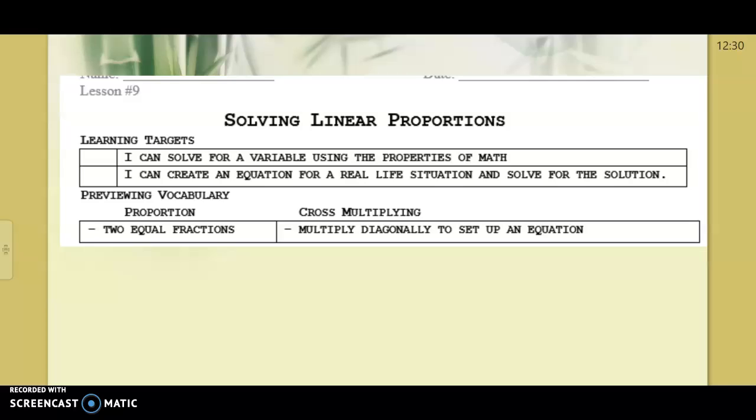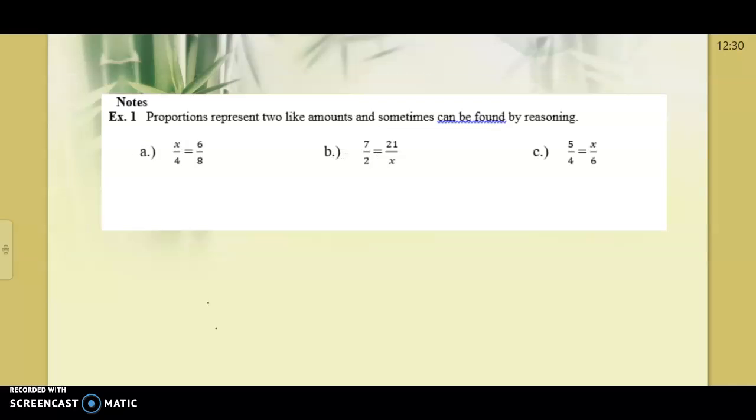Your vocab for today will be proportions, two equal fractions, and cross-multiplying. You've seen this before. It's when you multiply diagonally to set up an equation. All right, now into the examples.